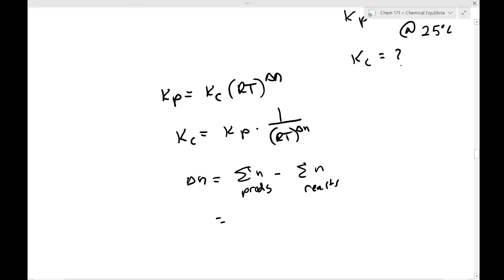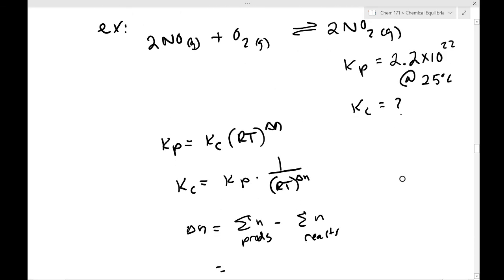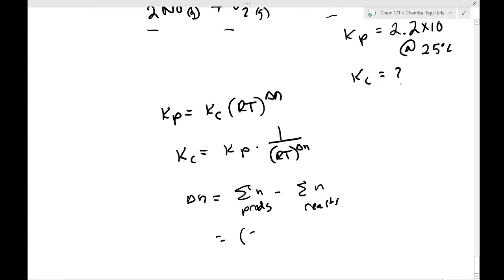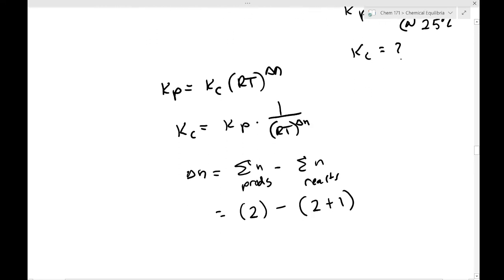In that case, this equals, let's go back up to our equation. So for the reactants, we have 2 and 1, and for the products, we have 2. Okay, so that would be 2 for the products minus 2 plus 1 for the reactants. Okay, does that make sense? So our overall delta N is equal to negative 1.